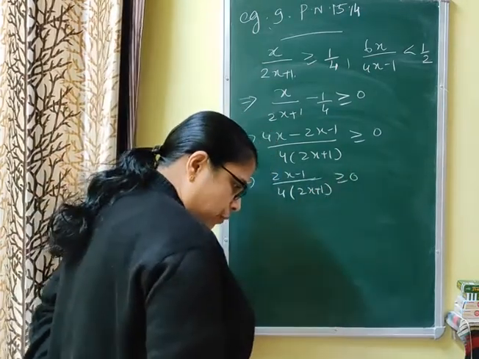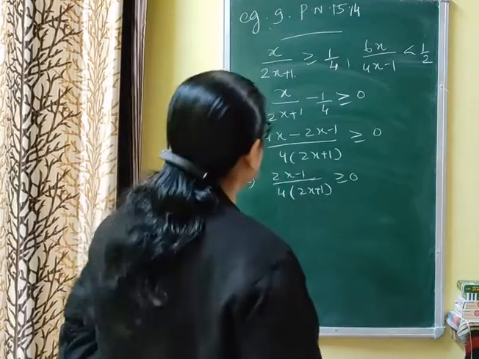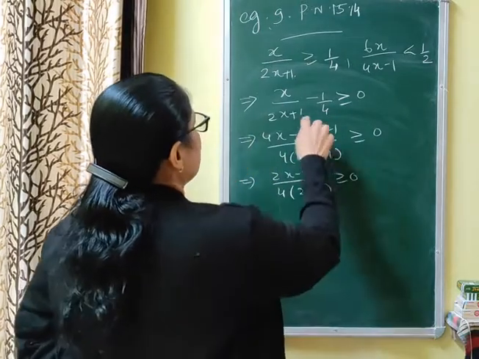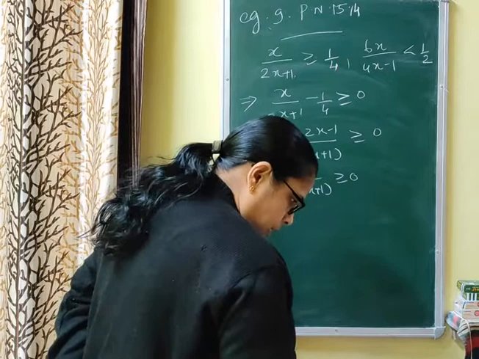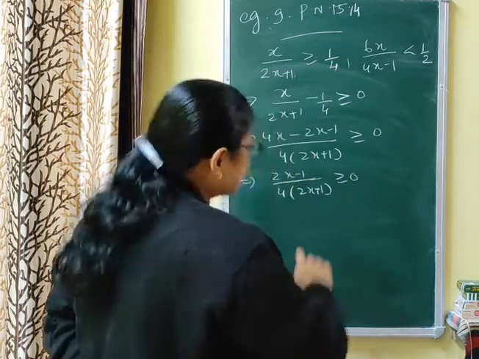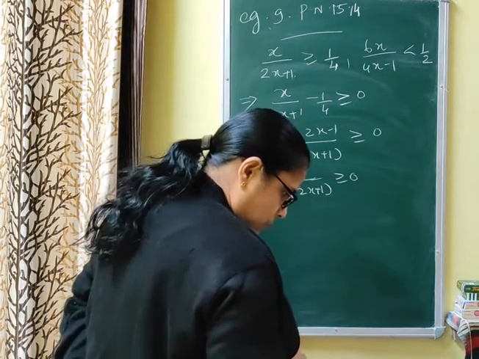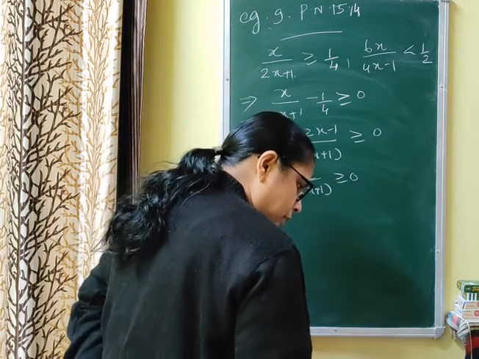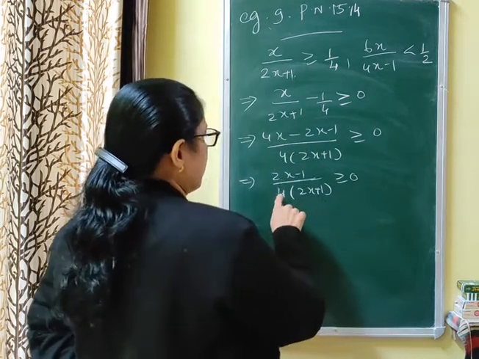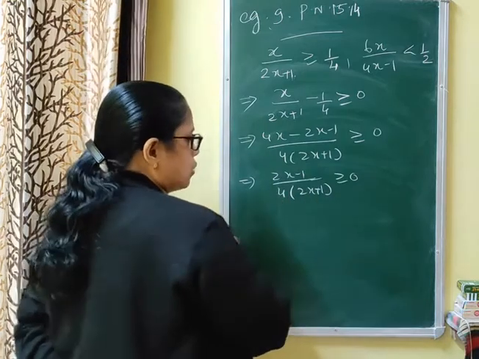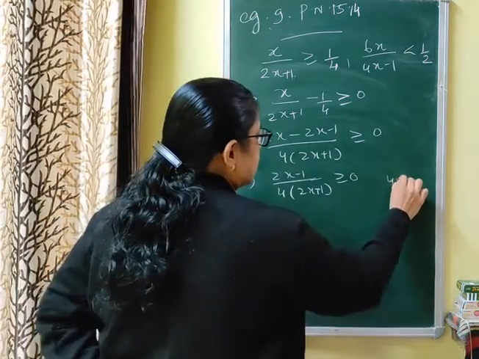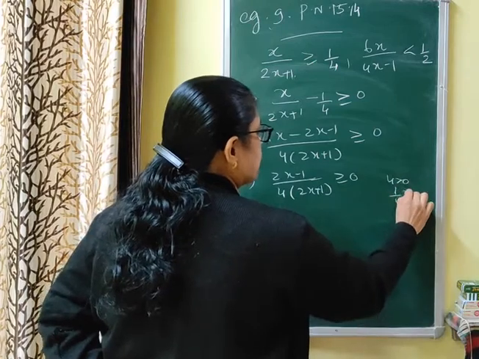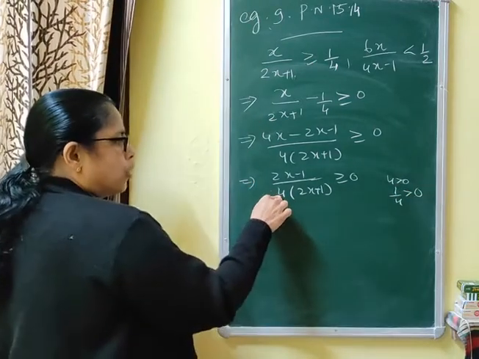Let me check once more. x by 2x plus 1 minus 1 by 4 greater than or equal to 0. By solving this, you will get 2x minus 1 by 4 into 2x plus 1 greater than or equal to 0. You know that 4 is greater than 0, so 1 by 4 is also greater than 0. So you can avoid this 4.